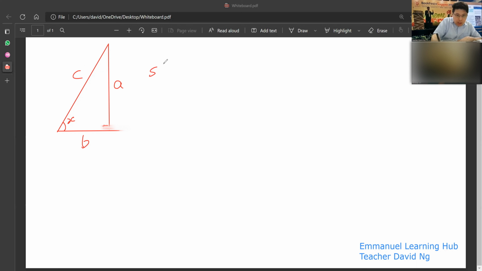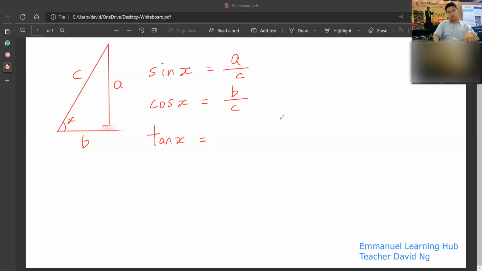Try to recall, sine X means what? Can you recall? A over C. Yes, A over C, opposite over hypotenuse. How about cosine X? B over C, very good. How about tangent X? A over B, opposite over adjacent. Basically your SOH CAH TOA. These are assumed knowledge by now because these are your secondary two stuff.